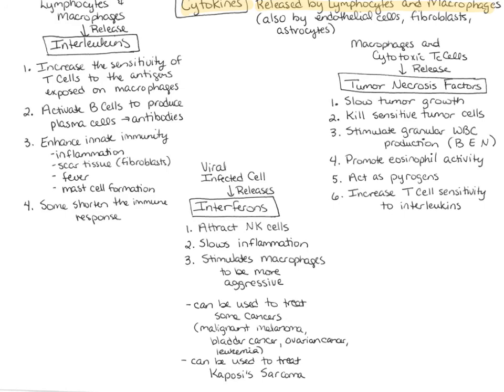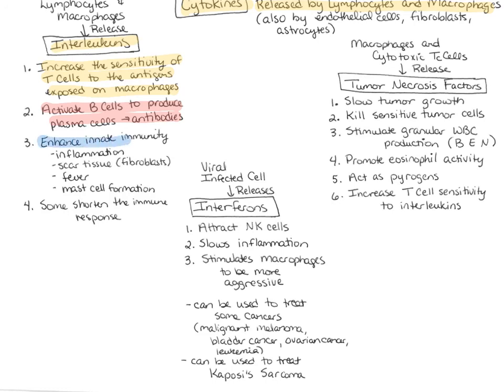Lymphocytes and macrophages release interleukins. So interleukins are a type of cytokine. Interleukins do a number of things. They increase the sensitivity of the T cells to the antigens being presented by the macrophages. They just make them more sensitive. They make T cells more sensitive. They activate the B cells to produce plasma cells. They speed up the activation of B cells to produce plasma cells.